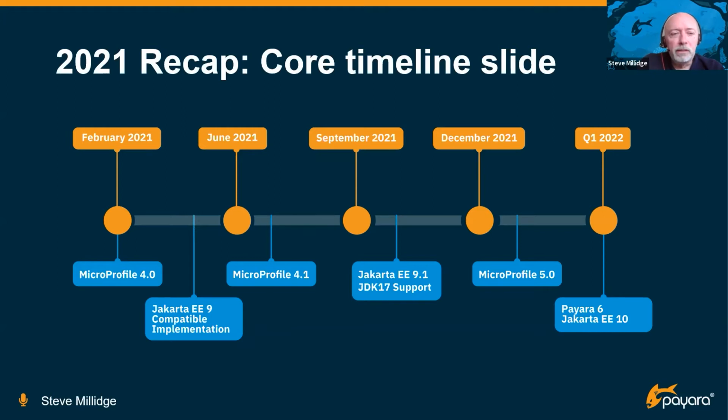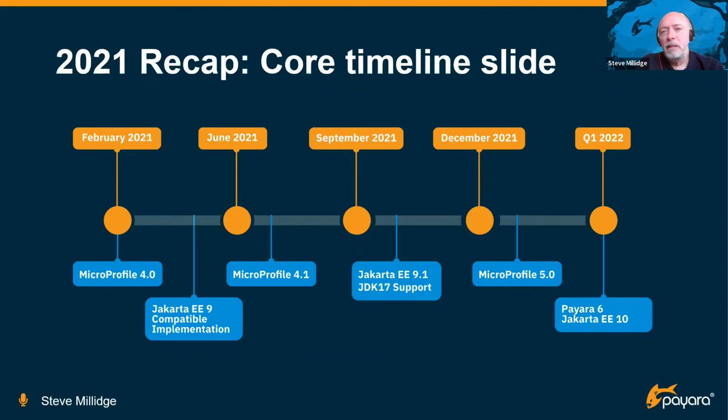So in 2021, quite a lot happened. At the beginning of the year, we delivered MicroProfile 4.0 support, and then in the middle of the year, 4.1. We try to track these standards very closely. So we want to be one of the first releases. When the standard comes out, we want to be pretty close to the standard. So we did very well on MicroProfile support at tracking the standard.